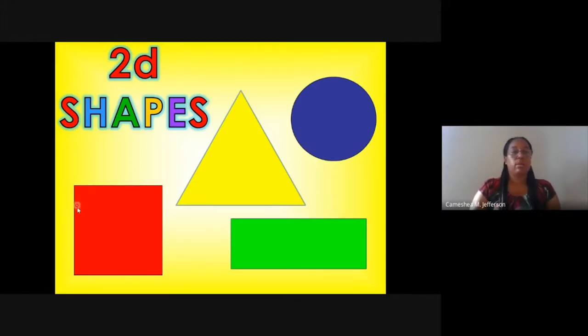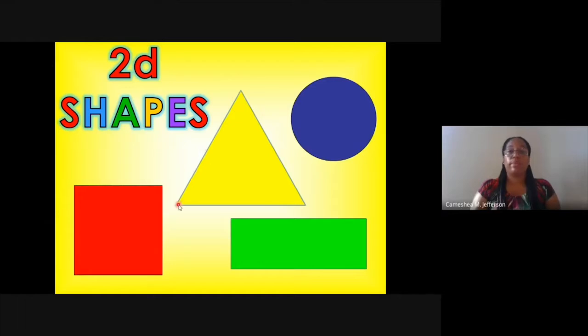1, 2, 3, 4. The square has 4 equal sides. We also talked about the triangle. The triangle has how many sides?